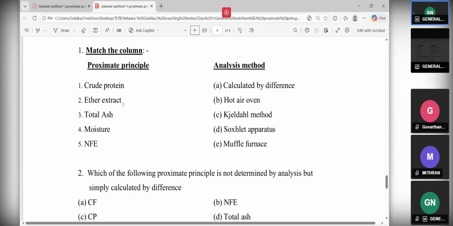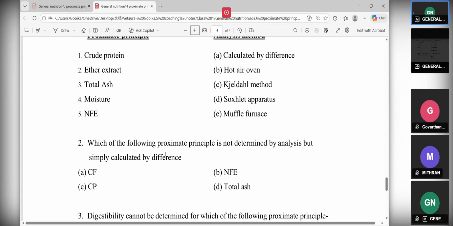Ether extract is estimated by Soxhlet apparatus. Total ash is estimated using a muffle furnace. Moisture by hot air oven. In NFE we cannot estimate this. We can only calculate it as the difference of the remaining five parameters. Then another question I asked previously is which of the following proximate principles is not determined by analysis but simply calculated by difference. This I have also already discussed in our class.